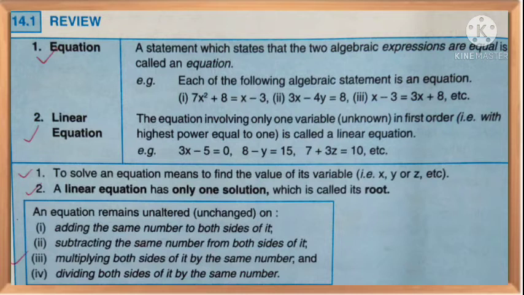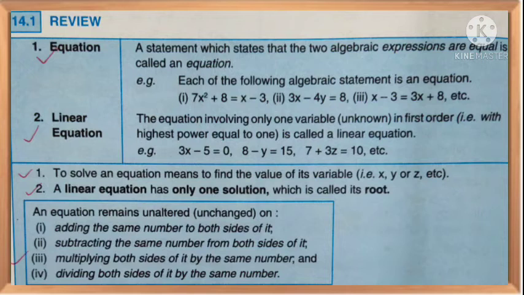Equation: a statement which states that two algebraic expressions are equal is called an equation. For example, each of the following is an equation: 7x² + 8 = x − 3, 3x − 4y = 8, x − 3 = 3x + 8, and so on.